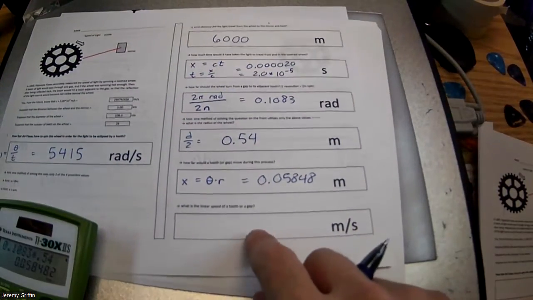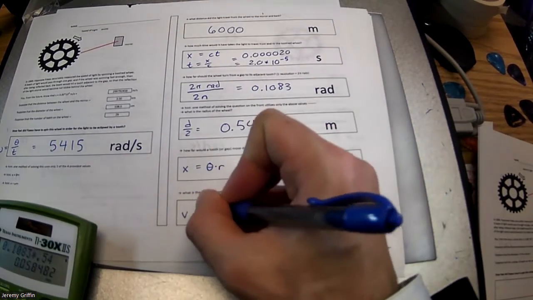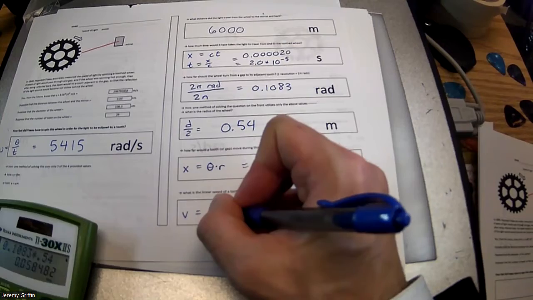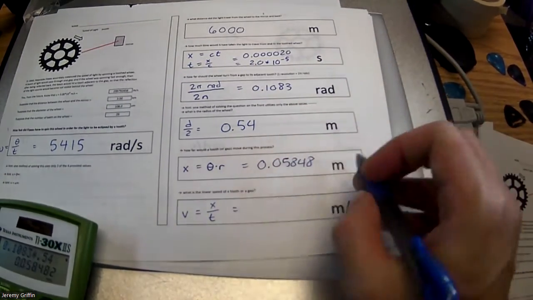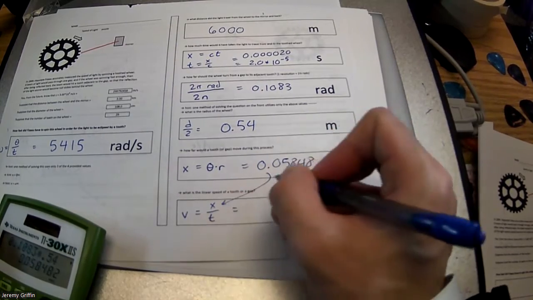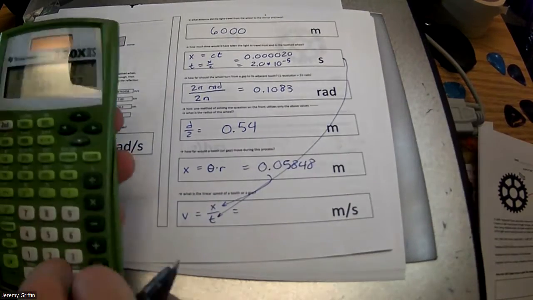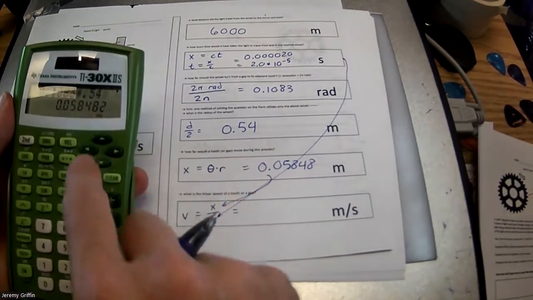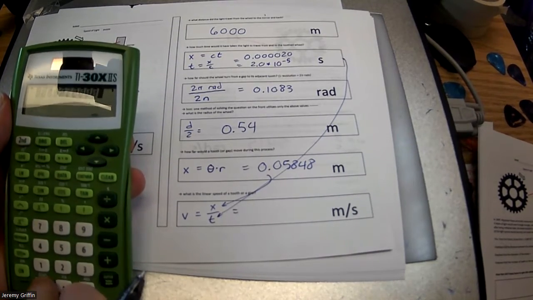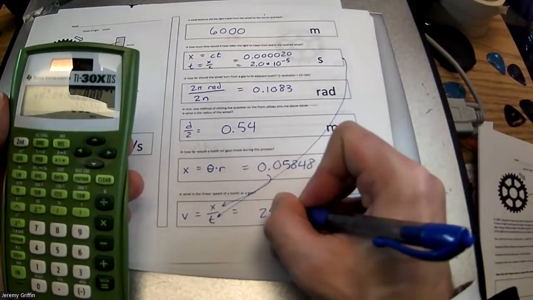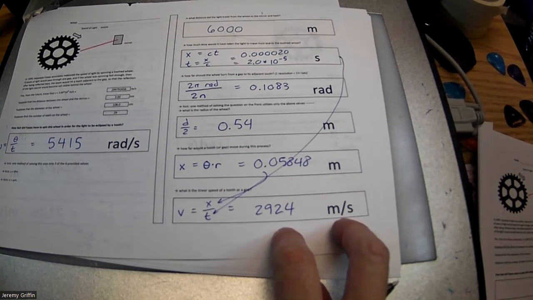And last box, what's the linear speed of a tooth, or a window for that matter? Linear speed. Hey, isn't that how far it would have moved divided by how much time? And how far it moved? Well, that's this box right here. And how much time? Well, that's this box right here. So let's do how far it moves divided by the time: 0.05848 divided by 0.00002. I'm looking at 2924 meters per second. Okay, so it's like radar gun speed, like speedometer reading on your car.